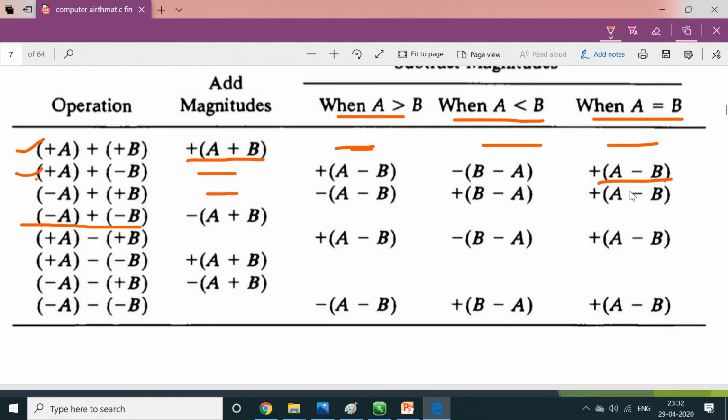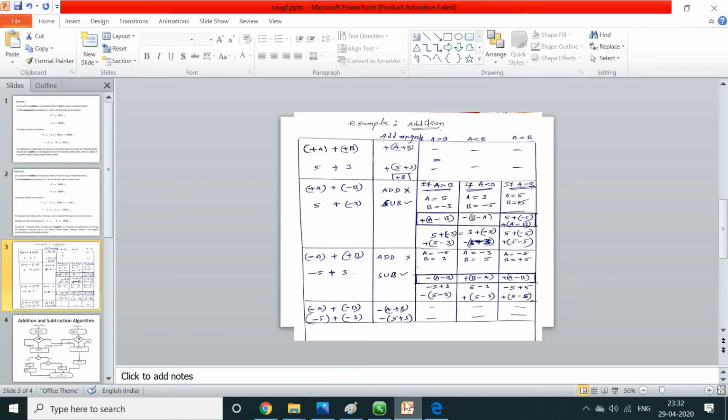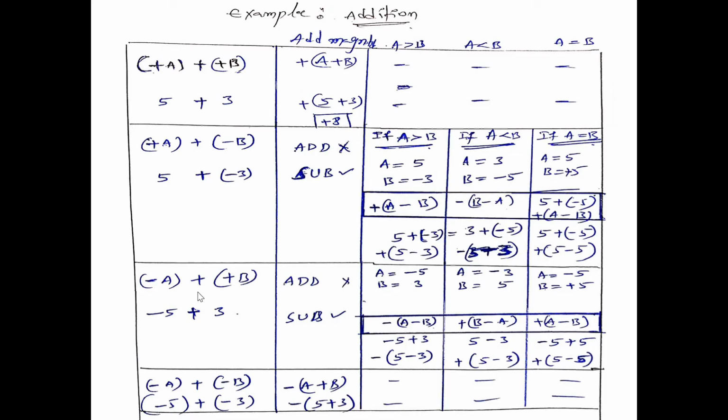In this case a is equal to b, so a minus b representation gives positive 0. So let us take one more small example. The third case, here minus a and plus b. Let us take minus 5 plus 3. Here there is no addition operation possible because minus is there, so the subtraction operation is possible.